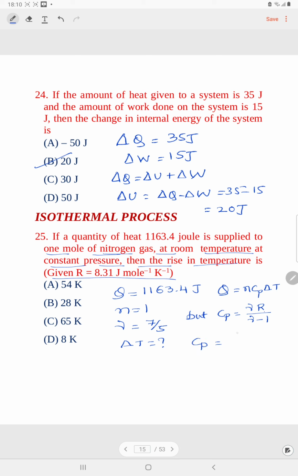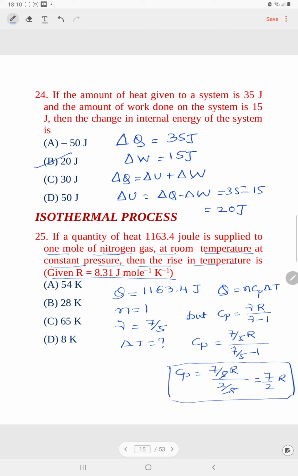Let me substitute the gamma value as 7/5 in Cp: R divided by 7/5 minus 1. If you simplify it, you will get in the numerator 7/5. So 7/5 minus 1 is what? 2/5. So this 5 and 5 get cancelled, and you will get 7/2 R. This is actually the Cp value, students. Cp is 7/2 R.